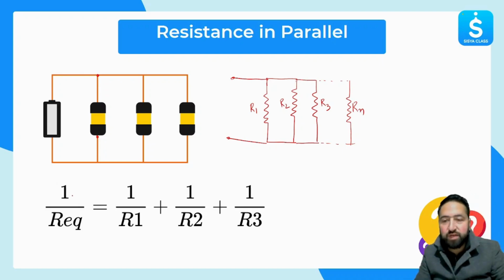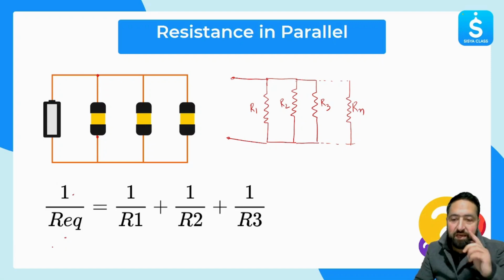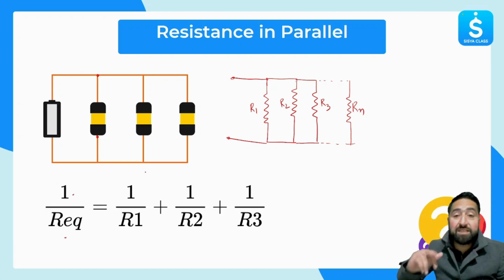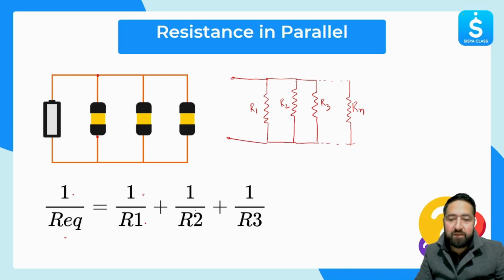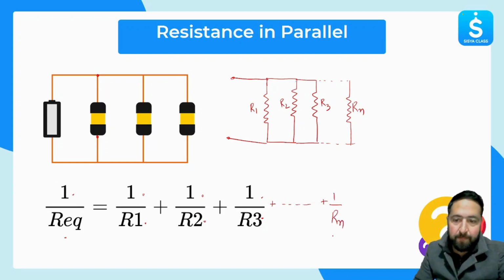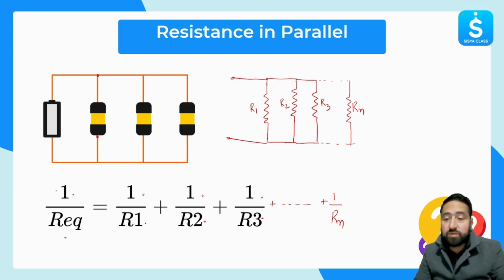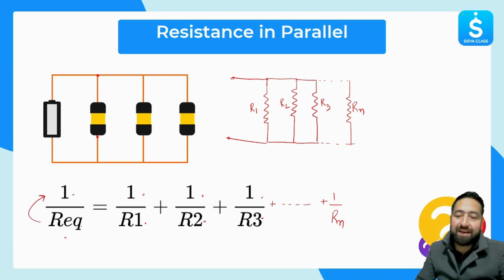It will be: 1 divided by R equivalent equals, taking the reciprocal, 1 divided by R1 plus 1 divided by R2 plus 1 divided by R3, and similarly, however many resistors there are will be added, up to 1 divided by Rn. Please don't make any mistake here, because I have seen some students just take the sum and say that R equivalent equals R1 plus R2. It is not. You need to take the reciprocal of these. Got it? Very good.